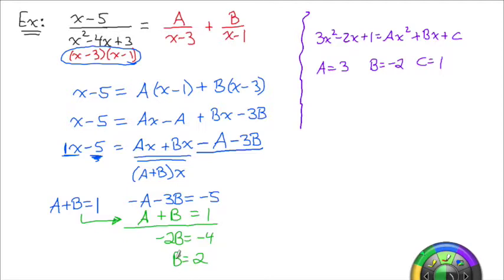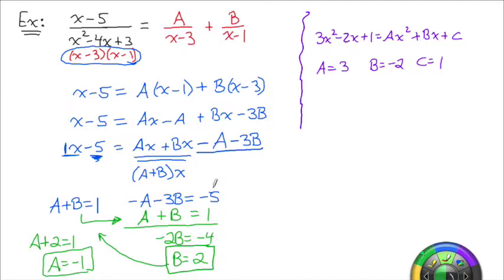Now, if b is equal to 2, we can go back up to that equation and write in a plus b, which is 2, has to equal 1. So that means a has to equal negative 1. So here's what a is equal to, and here is what b is equal to.